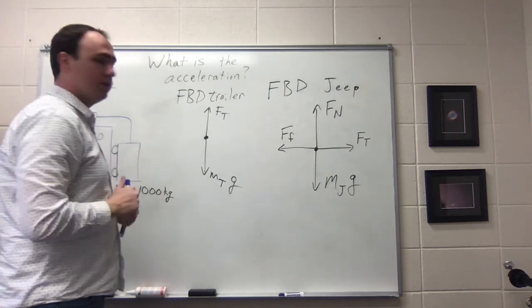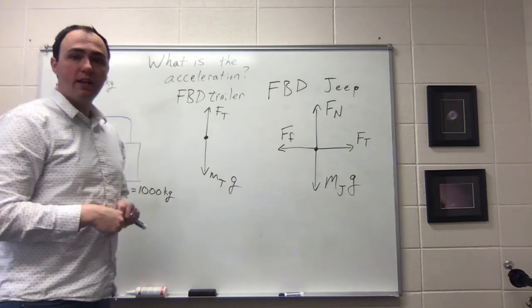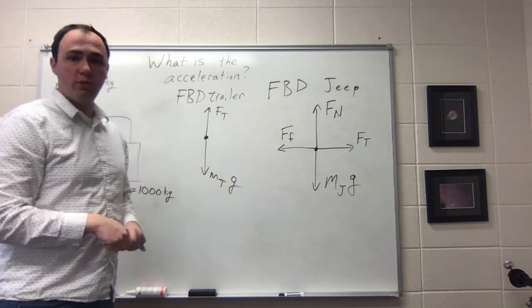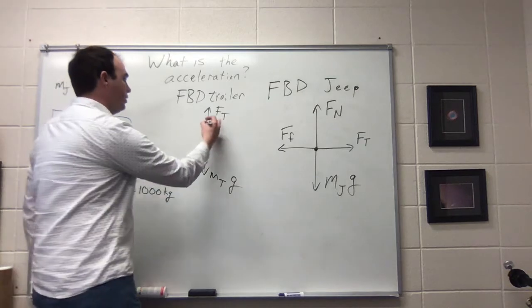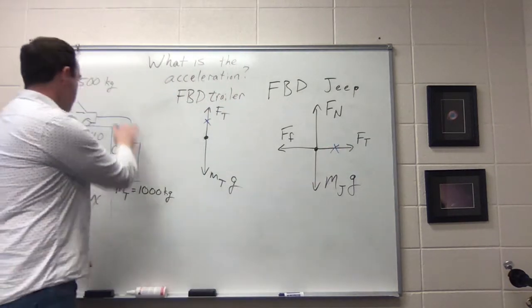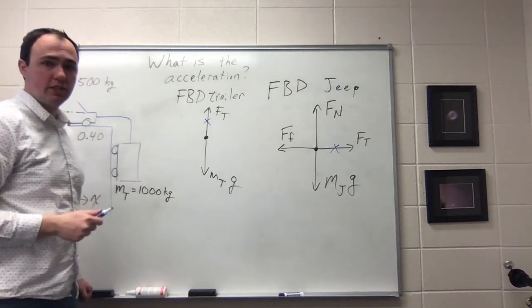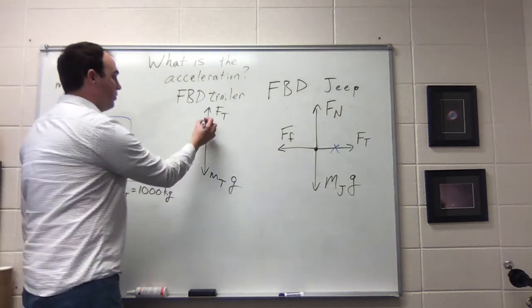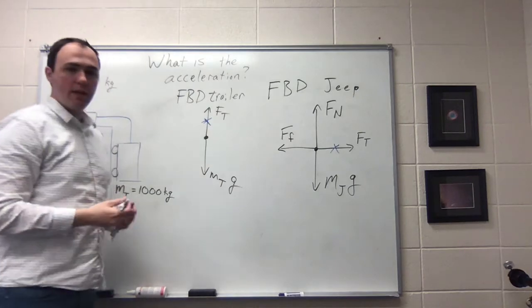Now we've done these diagrams independently of each other, but the one thing that we do want to point out is which of these forces is the force that interacts between the two, because that's going to be paired by Newton's third law. So I could say that because it's the same rope, we have the force of tension that's the same for both diagrams, and so I'll indicate that with an X.